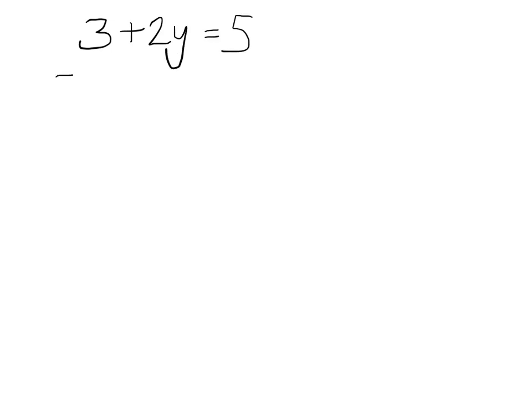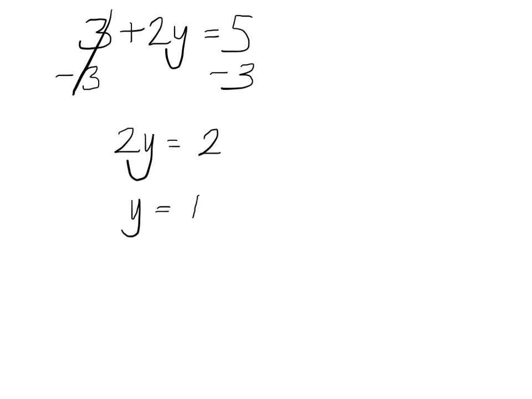I'm going to do that by subtracting 3 from both sides. I want to get y by itself. So I have 2y equals 2. Divide both sides by 2. So y equals 1. Awesome.